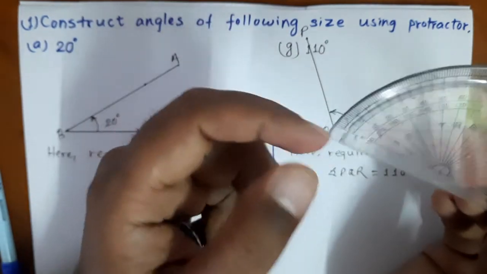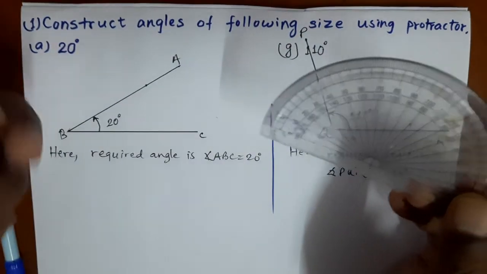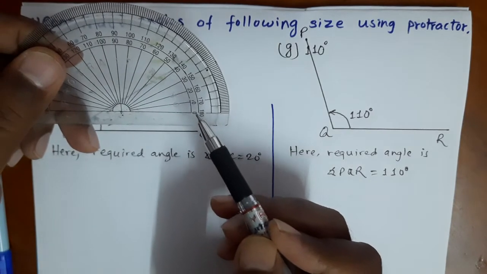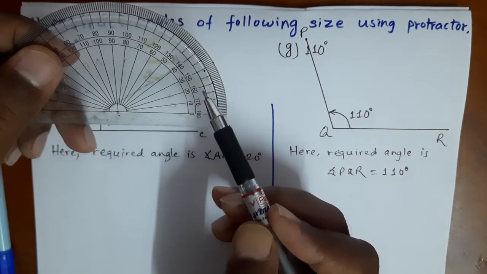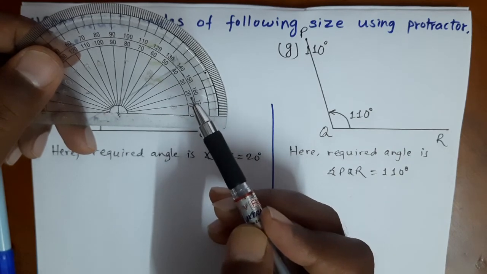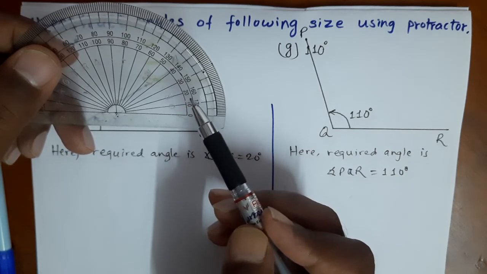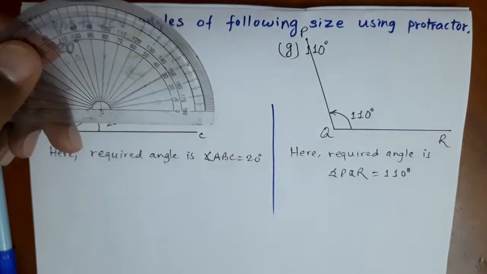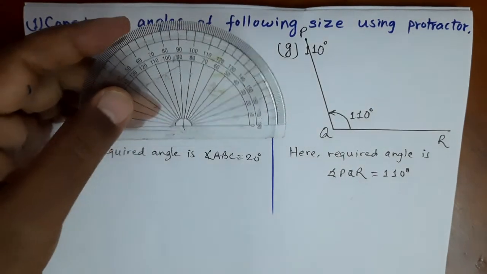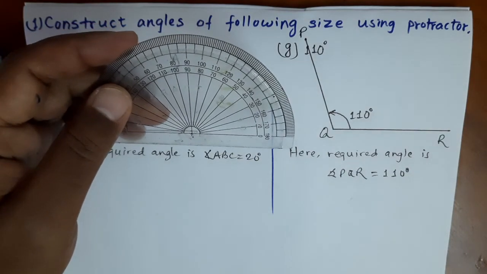Similarly, while drawing 20 degrees we have done the same. We started from 0, 0, 10, 20. You should not read the other scale, because starting from 0, this 20 is quite clear. In this way you can easily construct an angle of any measure using a protractor.